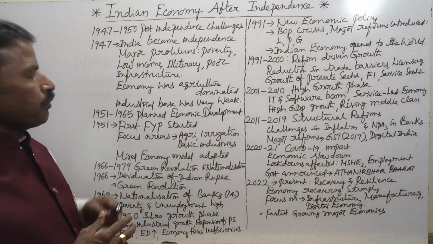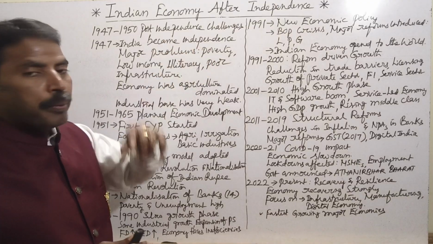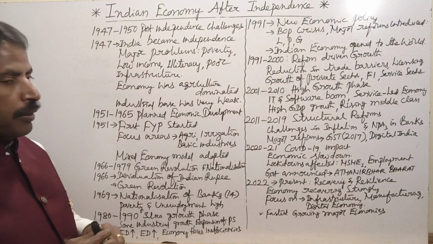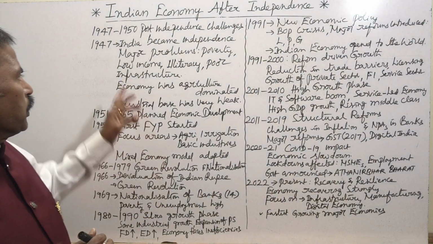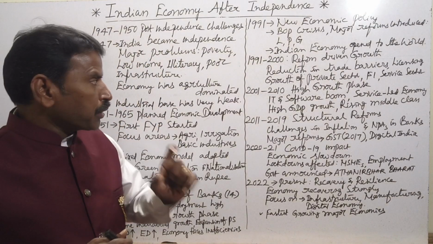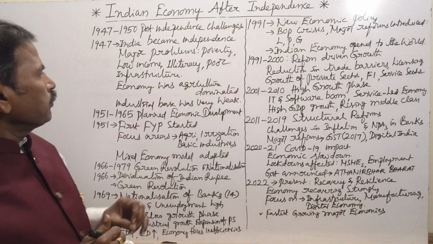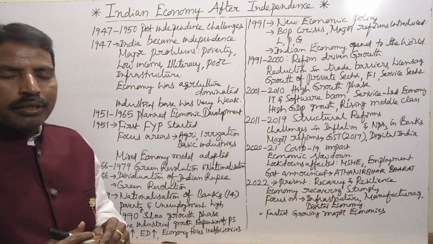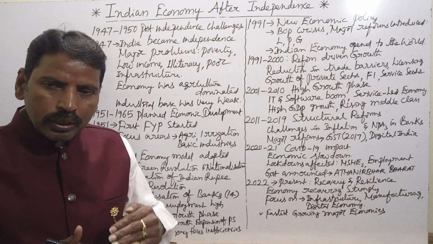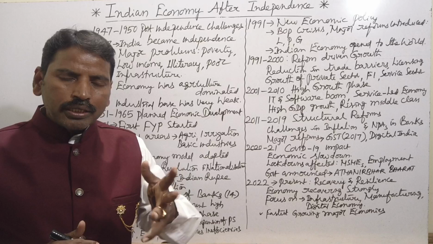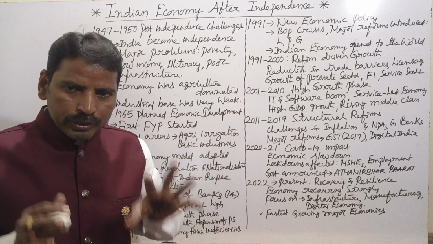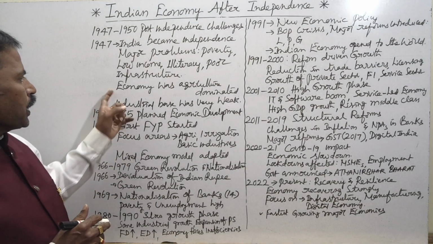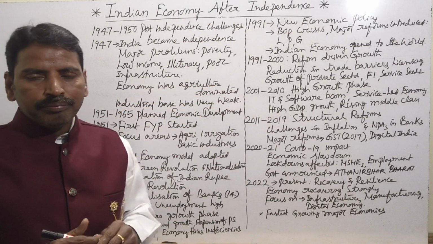In 1947, India became independent. We got independence from the British in 1947. At that time, the major problems faced by the Indian economy were poverty, low income, illiteracy, and poor infrastructure: power, transport, communication, education, and health. These infrastructural facilities were very poor.